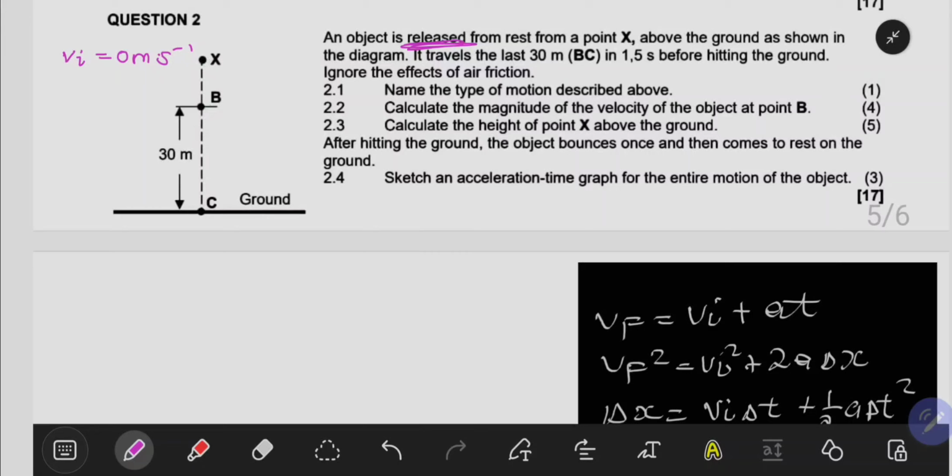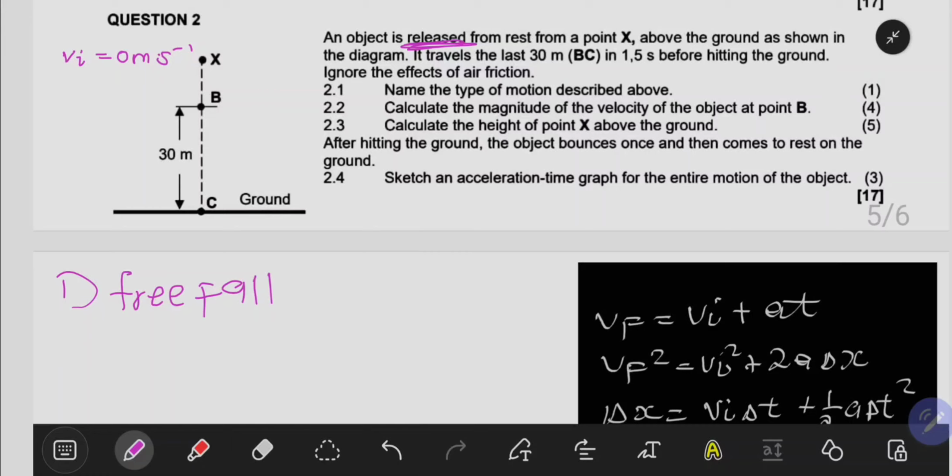All right. So the first question says, name the type of motion described above. We know that the type of motion is free fall. You can write free fall, because the object only experiences gravitational force in this motion, or you can say it's vertical projectile motion or projectile motion.